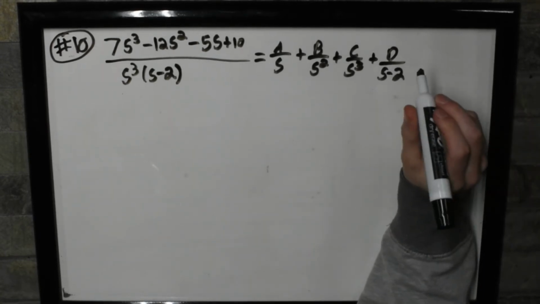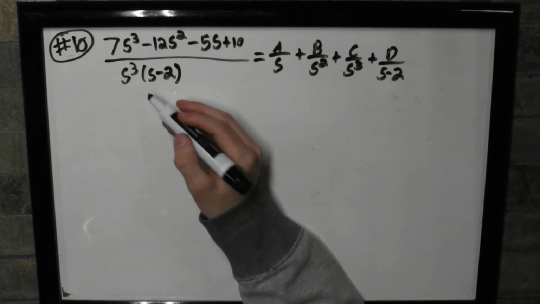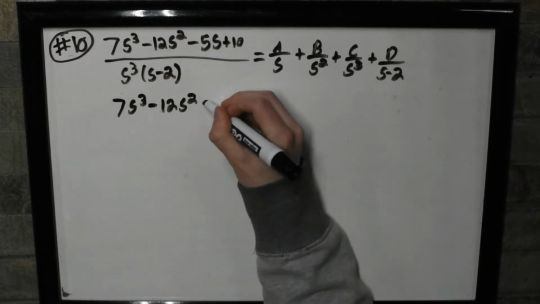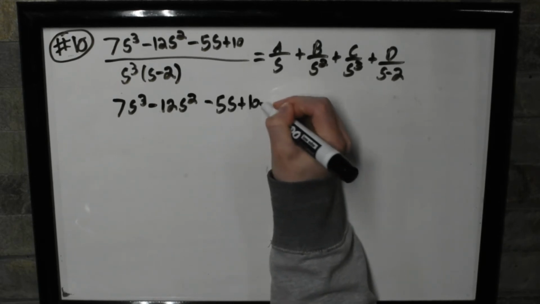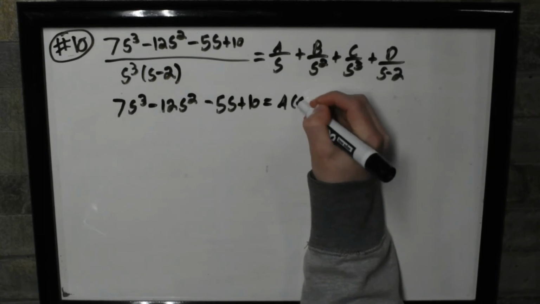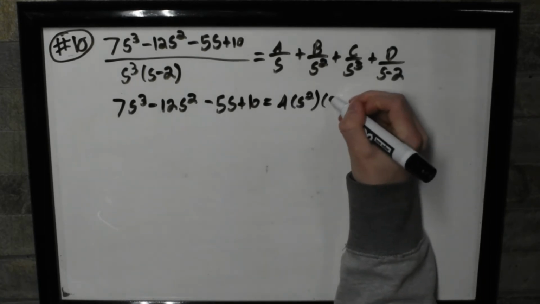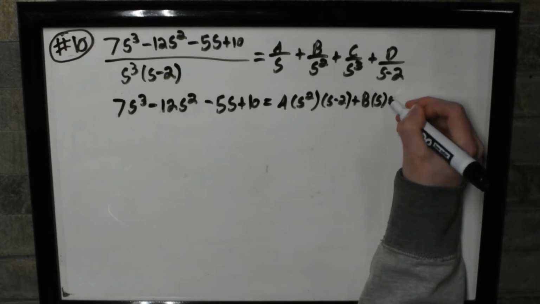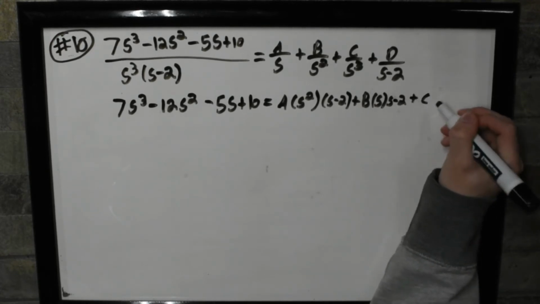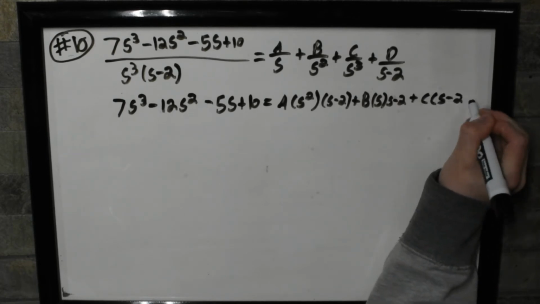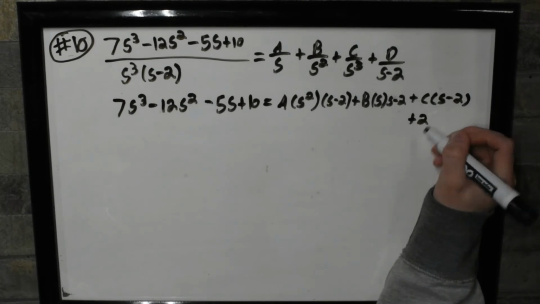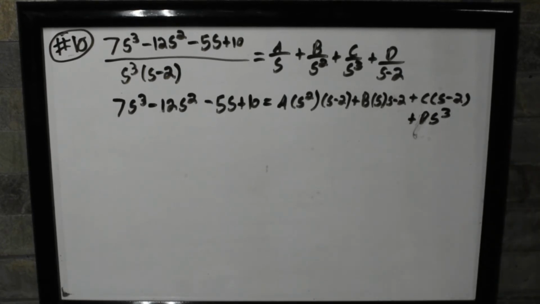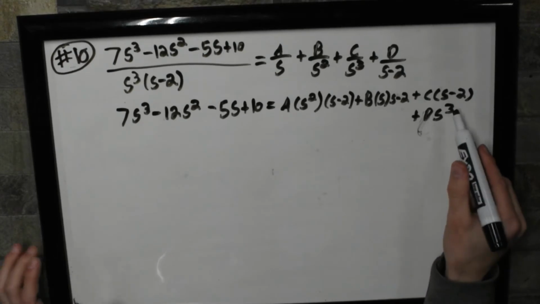Not too bad. Okay, so we're going to multiply by this denominator here, and we're going to get 7s cubed minus 12s squared minus 5s plus 10. And over here, we'll be left with a s squared times s minus 2, plus b s times s minus 2, plus c times s minus 2. I'm going to run out of room here, so I'll just put it down here, plus d s cubed. Okay. So if we plug in 0 for s, we're going to be left with the c term.